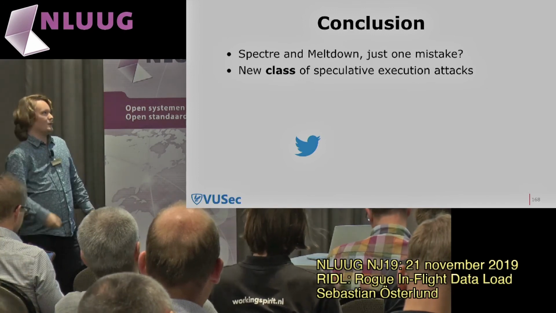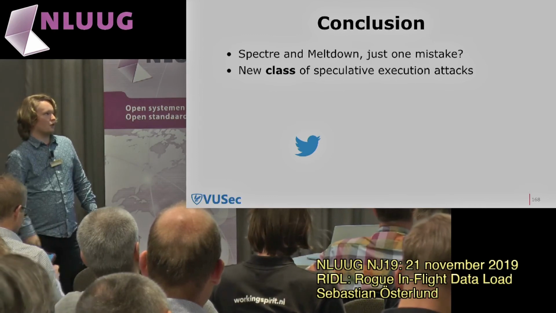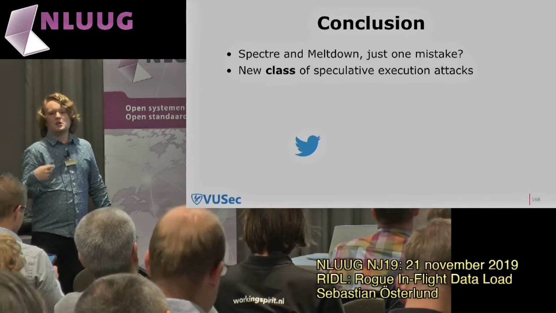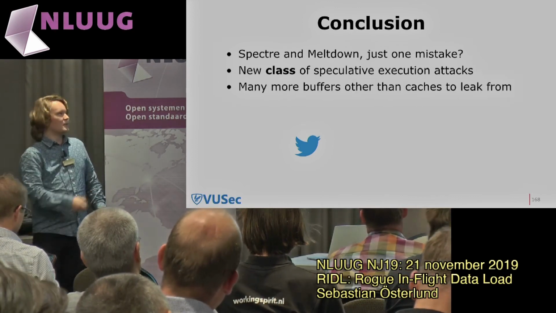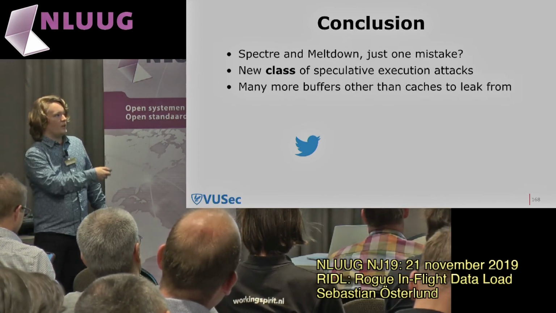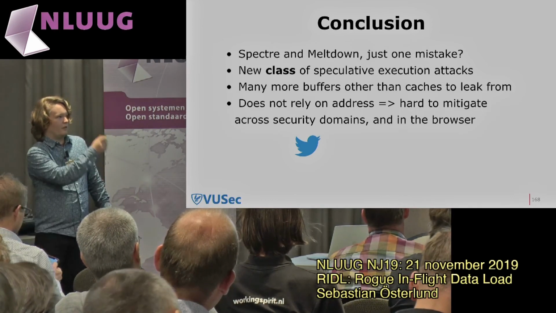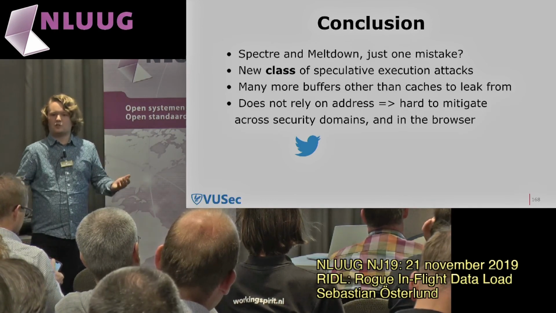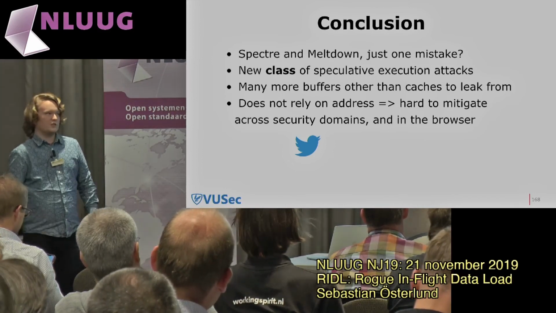Well, yes, again, of course, there are some new attacks. We have RIDL, a new class of speculative execution attacks that can leak from internal CPU buffers without being aware of the addressing. So there are many more buffers other than caches in the CPU that we can leak from. And as I already said, it does not rely on addressing, so it's very hard to mitigate using any of the common mitigation strategies.